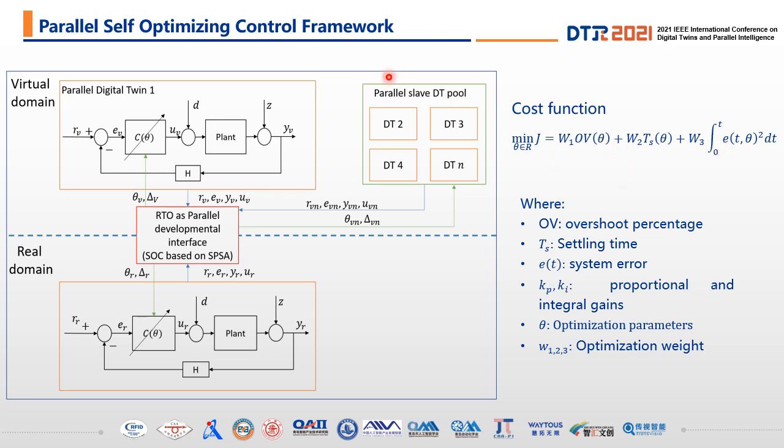So the main idea of this parallel self-optimizing control strategy is to optimize the performance of this real domain asset based on this parallel optimization algorithm that is executing in real time with this pool and this parallel digital twin that we have here.